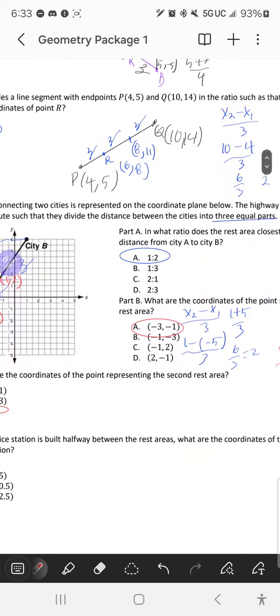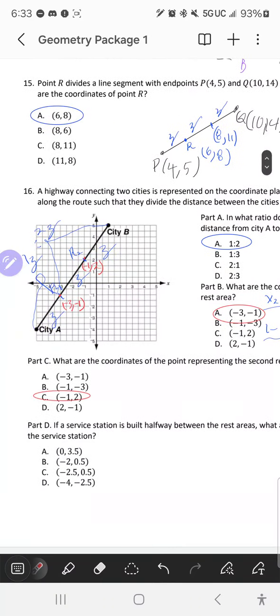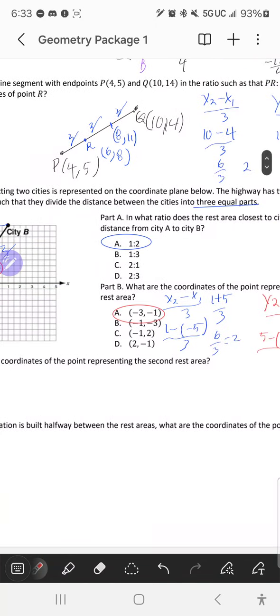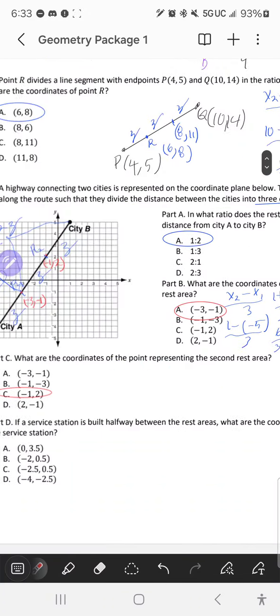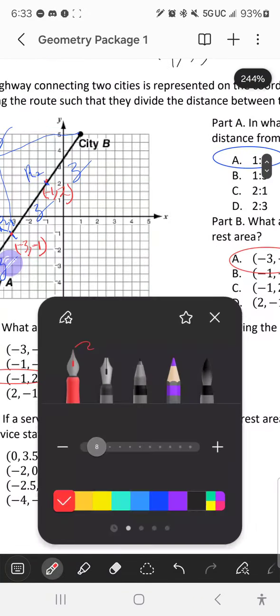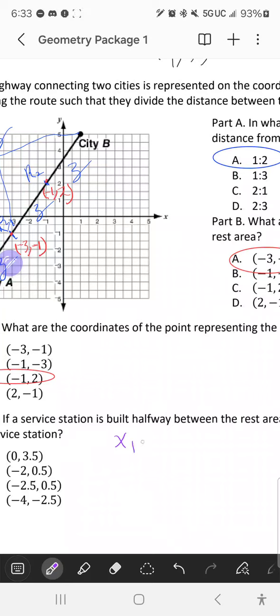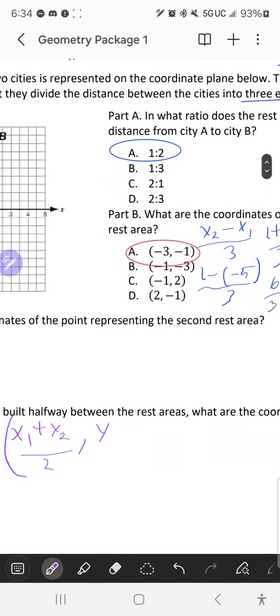Part D: if a service station is built halfway between the rest areas, what are the coordinates of the point representing the service station? Since we already know the coordinates for rest area 1 and rest area 2, we can just calculate the midpoint, which is the formula we used before. I'm going to do it right now. This is x1 plus x2 divided by 2, comma, y1 plus y2 divided by 2.